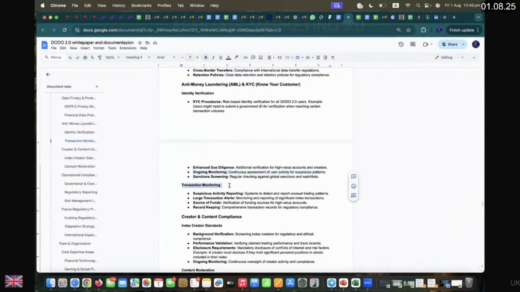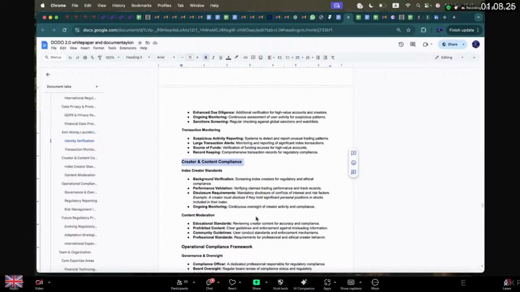Transaction monitoring and suspicious activity reporting: a system to detect and report unusual trading patterns. Large transaction alerts: monitoring and reporting significant index transactions. Source of funds: verification of funding sources for high-value accounts. Record keeping: comprehensive transaction records for regulatory compliance. Creator and content compliance.